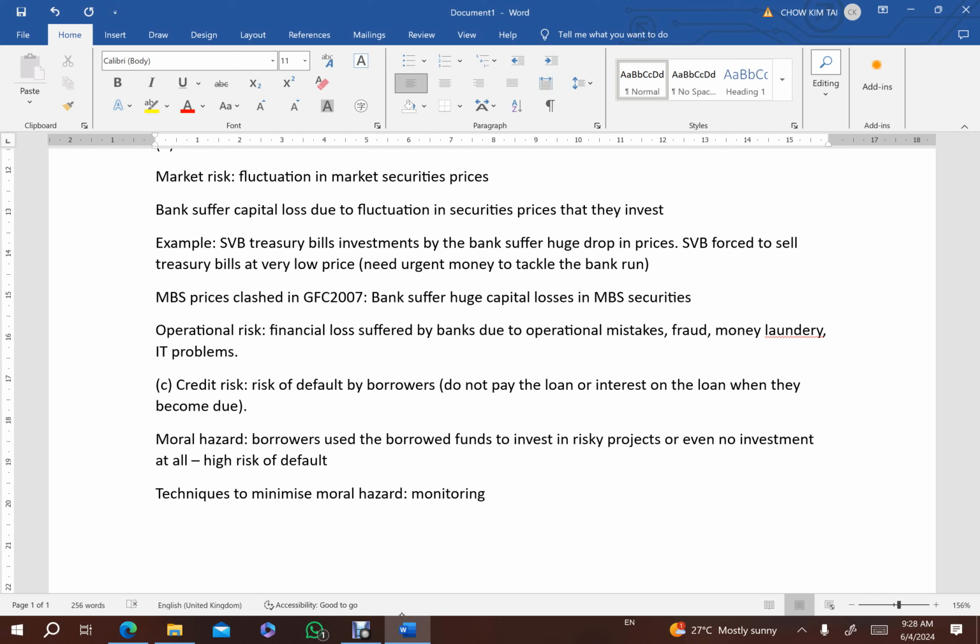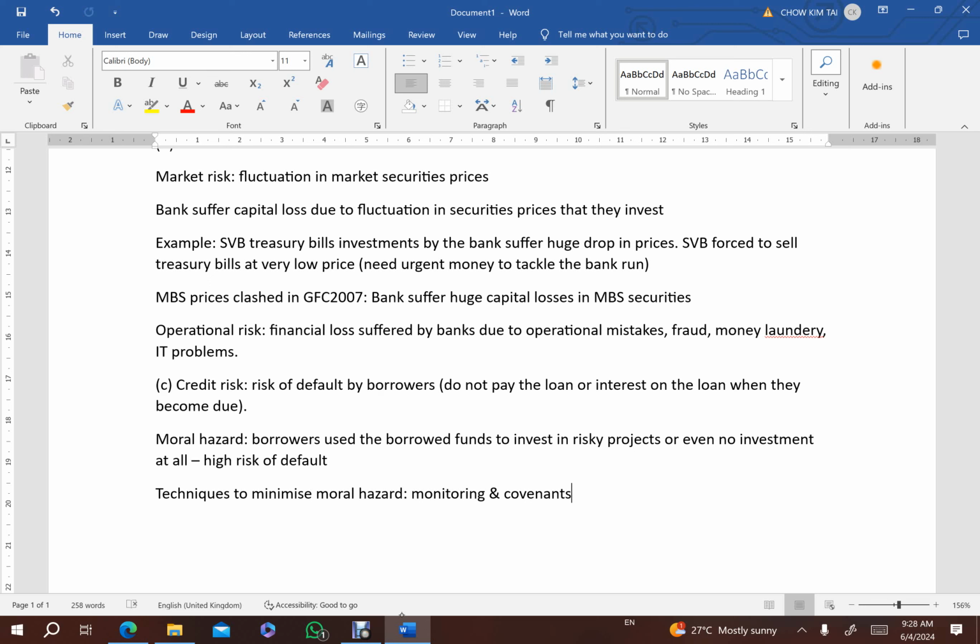So if they say they use the money to build a factory, you must actually go and see whether the factory is being built. Like, is there any construction going on in the factory? Okay, so monitoring and build covenants into the loan contracts. Attach conditions to the loan, what they must do, what they cannot do. Okay, build covenants into that. Once you build covenants, you need to monitor whether they actually fulfill the covenants. You don't set conditions and forget about it.